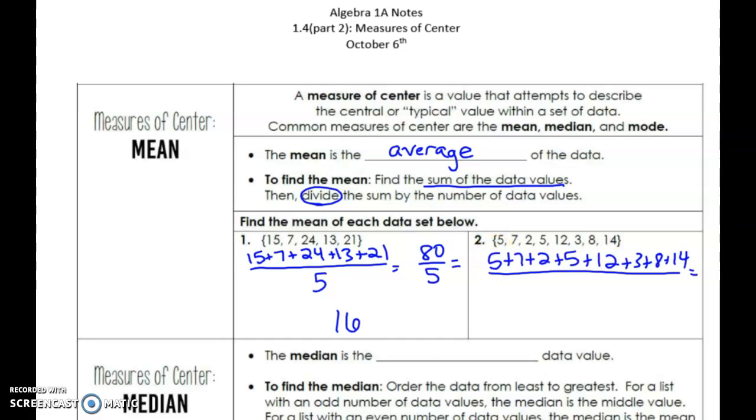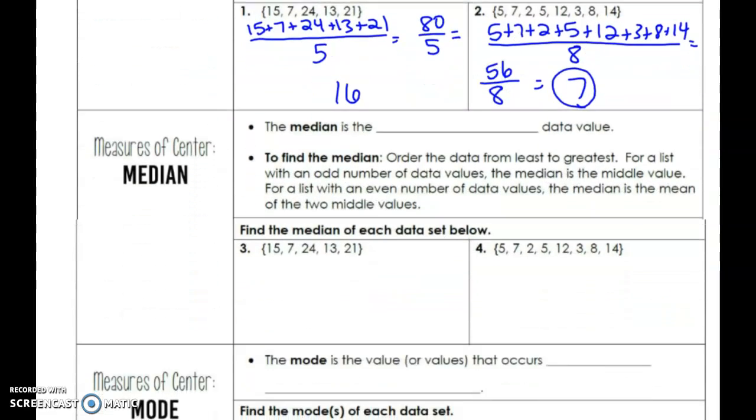All right, if we add up all those numbers, we get 56. But then what would I divide it by this time? We need to count our numbers to see what we would divide by. So 1, 2, 3, 4, 5, 6, 7, 8. So we need to divide by 8 this time. So we're going to take 56, is what I get on the top, divided by 8 would be 7. So the numbers in this data set are about 7. Okay, that's the mean, the average.